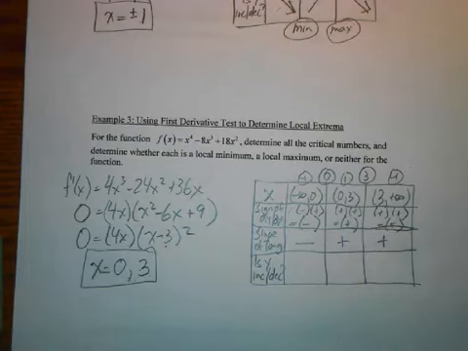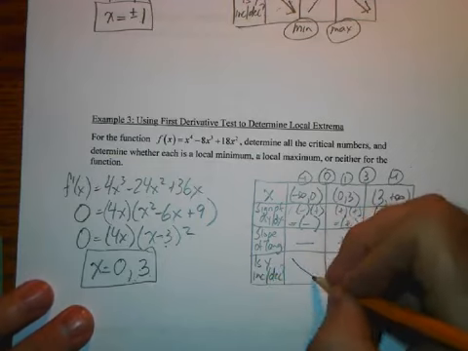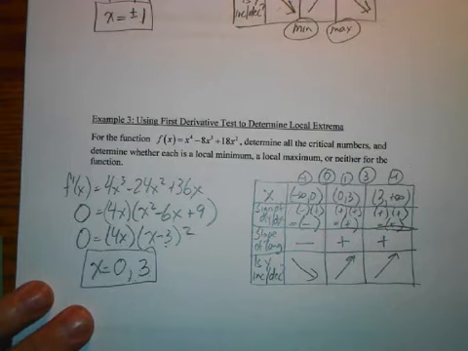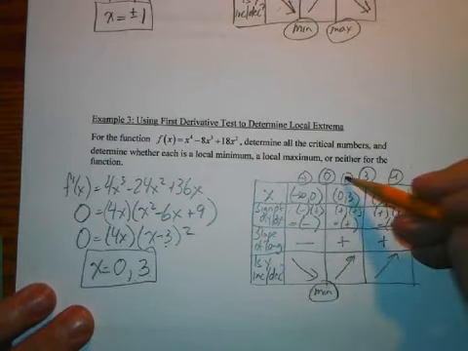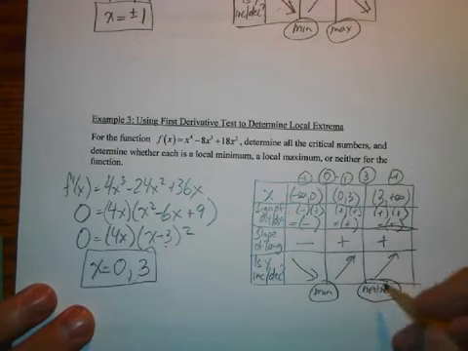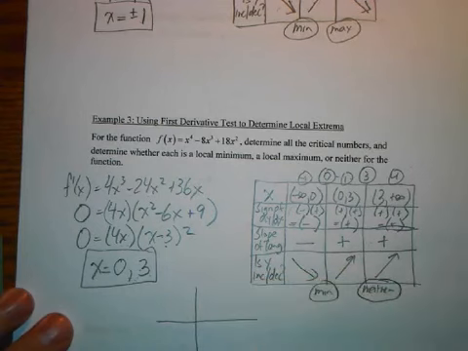This is where the graph comes in handy. Not the graph, this visual part here. So down, up, and up. Okay, so you know that this is a min at x equals 0, but this is neither. Still a critical point, but it's not a local min or a local max.